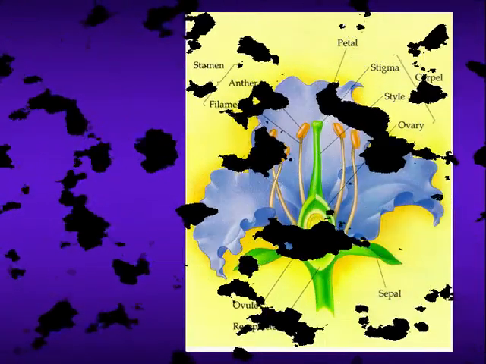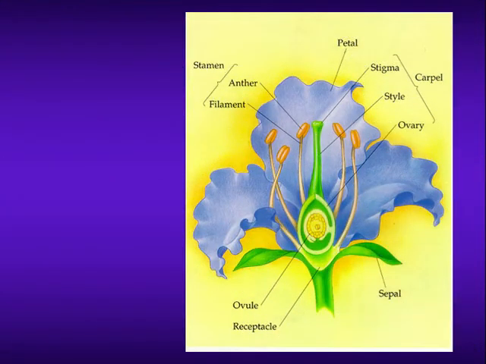This video will show you how to solve genetics problems using an 8-step outline. Before we get into the outline, I want to say a few words about breeding flowers.